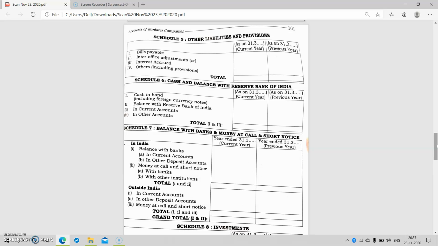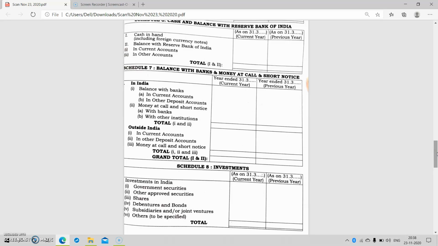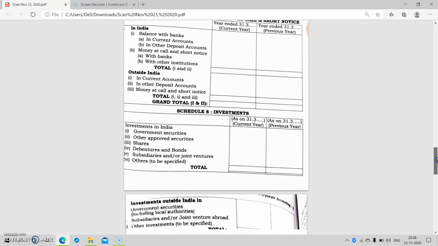And next comes the cash and balance with RBI. First is cash in hand, you can show. That is cash in hand with ourselves, and balance with RBI in current accounts and other accounts. Usually such splits won't be given in the question, just the balance with Reserve Bank of India and cash in hand with the bank will be given. So you can find out the total. Now balance with banks and money at call and short notice, like balance with other banks, that is balance with banks in current accounts, other deposit accounts, money at call and short notice. Everything outside India, if it's given as a split up, you can show that also. So balance with banks and money at call and short notice.